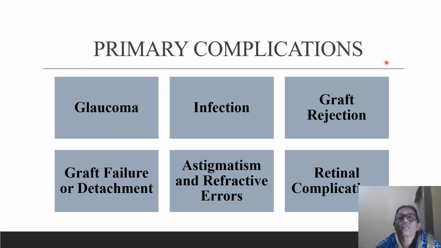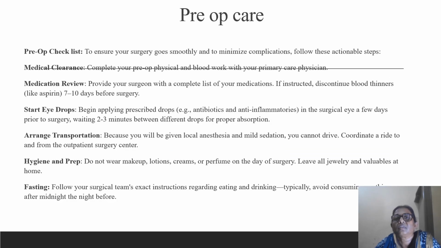Primary complications of keratoplasty or corneal transplantation are glaucoma, infection, graft rejection, graft failure or detachment, astigmatism and refractive errors, and retinal complications. Preoperative care: medical clearance, medication review, starting eye drops such as antibiotics or anti-inflammatory drugs. Arrange transportation, because this is done under local anesthesia with mild sedation and the patient cannot drive. So somebody has to be there to take this patient from the hospital.